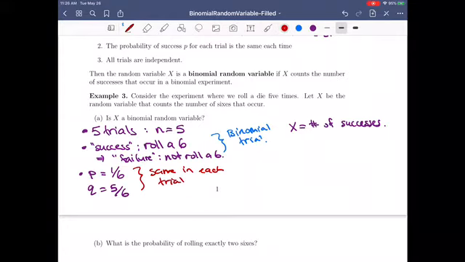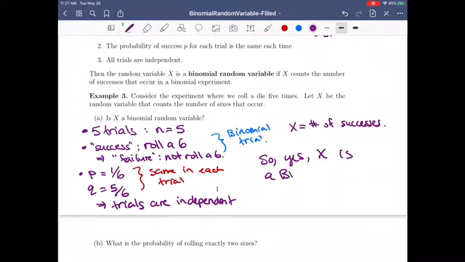This is because the trials are independent. When we roll one time and then we pick up the die and roll again, the die doesn't know what it did the time before. So the probabilities will stay the same. Our trials are independent, and the probability is the same each time. So we can finally conclude, yes, X is a binomial random variable.